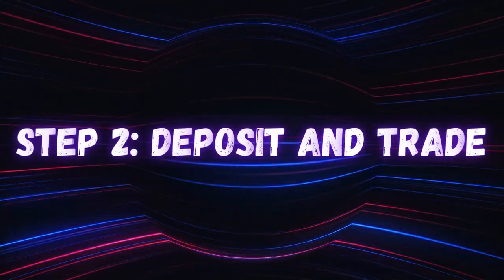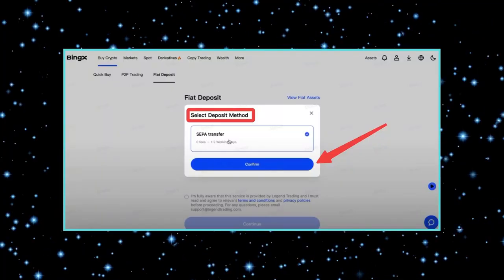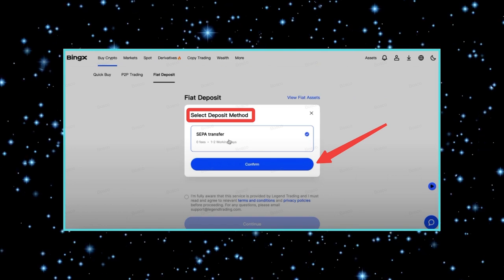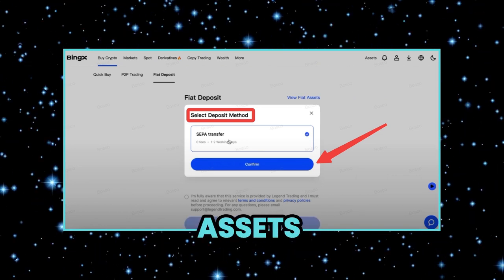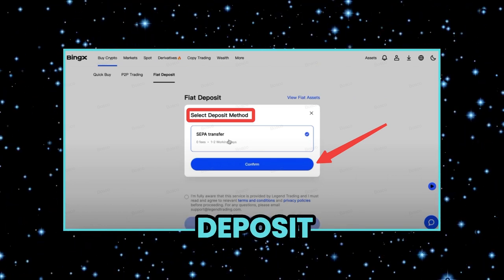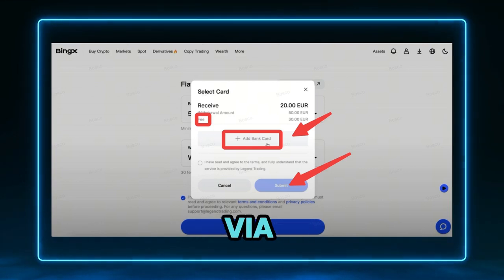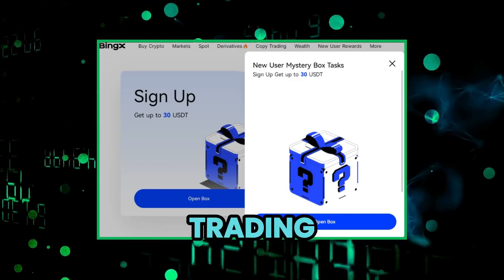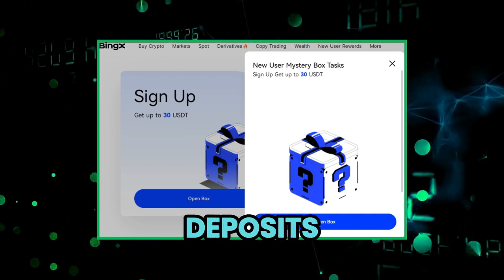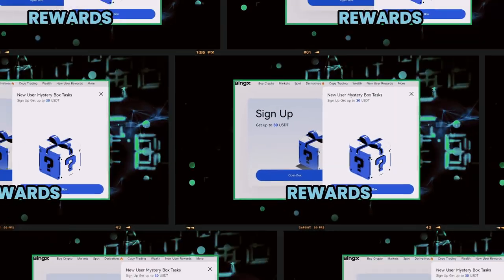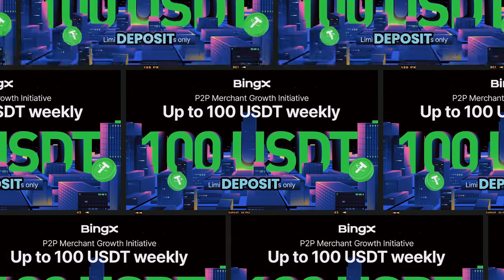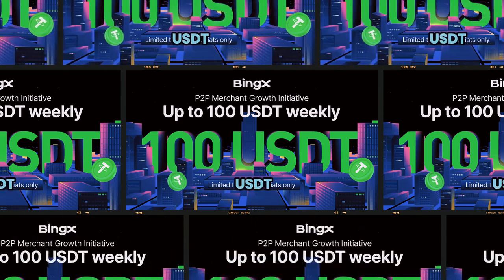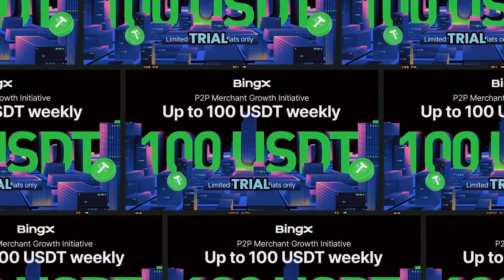Step 2. Deposit and trade. Next up, let's get some funds into your account. Navigate to the Assets section and click on Deposit. You can deposit crypto via on-chain transfer or even buy crypto using a bank transfer or credit card. Remember, the bonuses depend on your deposit and trading volume. So, even small deposits can start earning you rewards. For example, a deposit as small as 100 USDT can get you a 10 USDT trial fund.